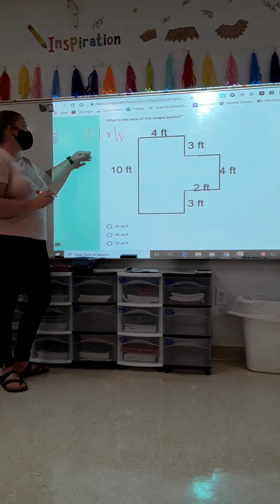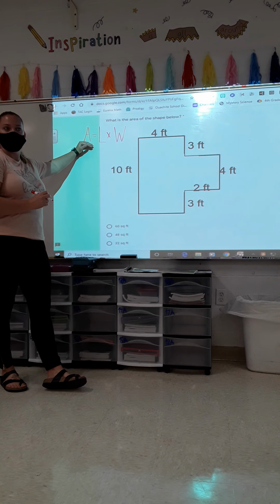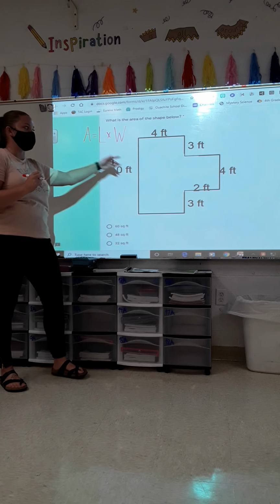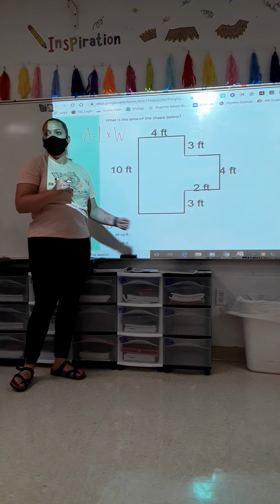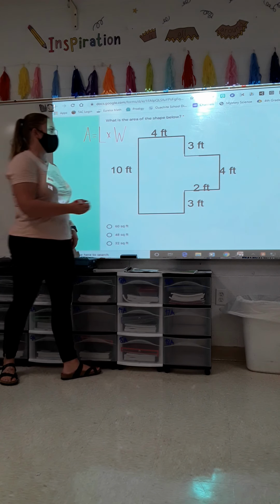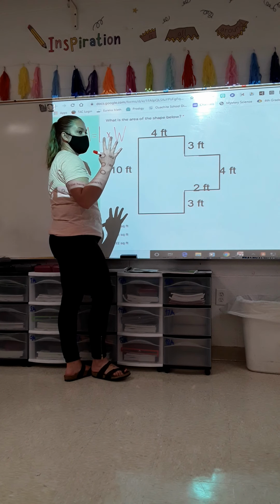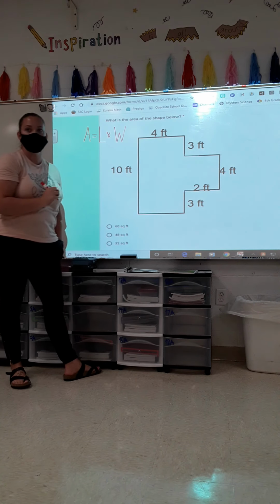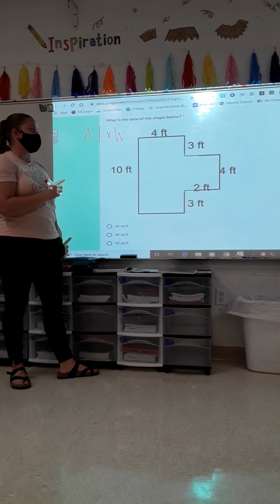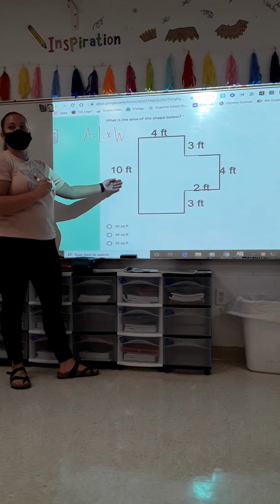And what does that find the area of? What shape? The one that we have on the paper. The rectangle. Is this a rectangle? No, it's a quadrilateral. A quadrilateral has 4 sides. Does this only have 4 sides? No. So what am I going to do to find the area of this shape?